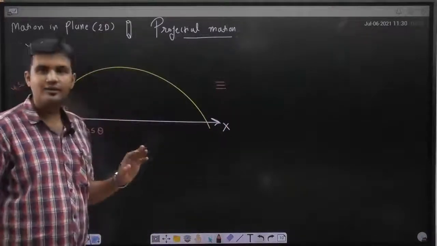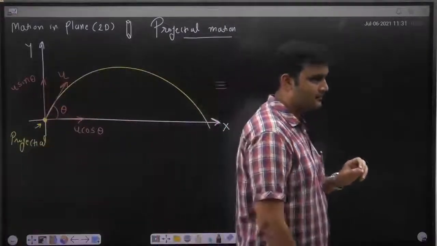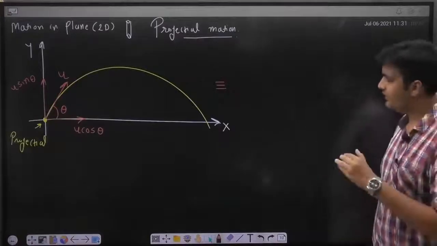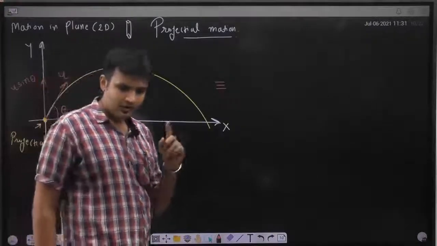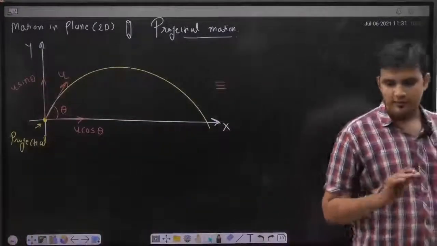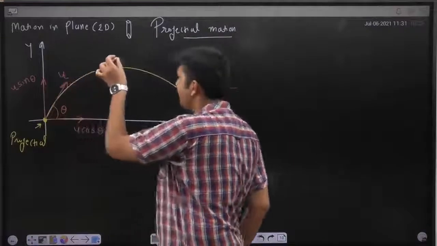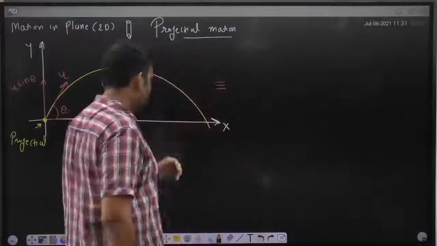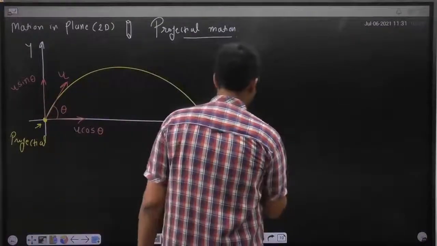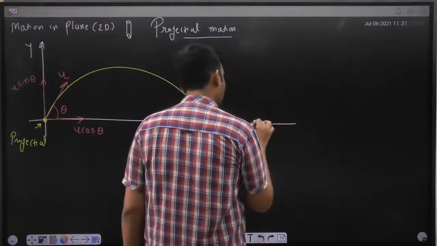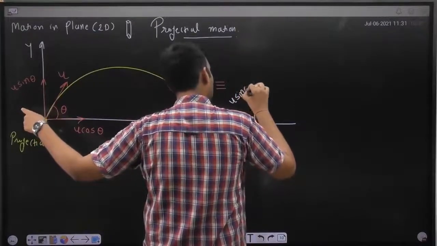Now we can see this motion separately. Question is how we can see this motion separately. One motion is along the x axis, another motion is along the y axis. I repeat, one motion is along x axis, another is along the y axis. So you see, it is going in x and y both, but how can you break this motion? See, what is the initial velocity in y? That is u sin theta.